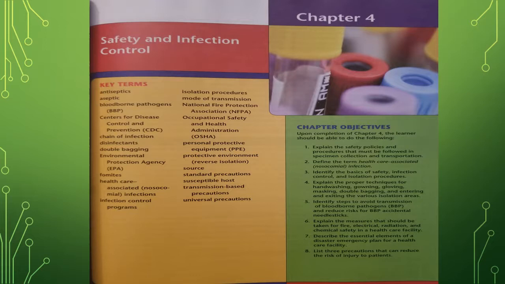areas. 5. Identify steps to avoid transmission of bloodborne pathogens, or BBP, and reduce risk for BBP accidental needle sticks. 6. Explain the measures that should be taken for fire, electrical, radiation, and chemical safety in a healthcare facility. 7. Describe the essential elements of a disaster emergency plan for a healthcare facility. 8. List 3 precautions that can reduce the risk of injury to patients.